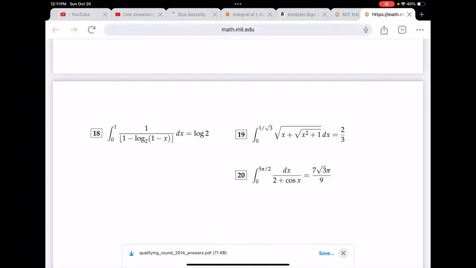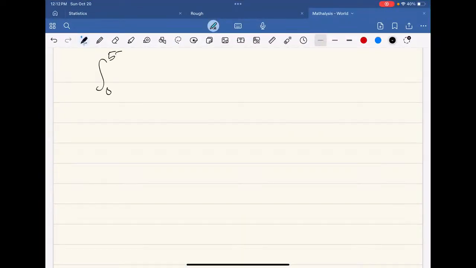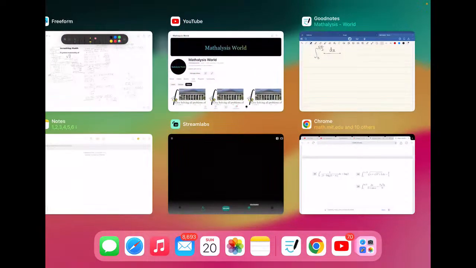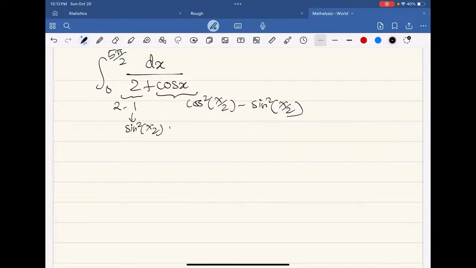So the integral from 0 to 5 pi by 2 of dx by 2 plus cos x. This is actually a pretty standard integral. I think many of you would have done this one in high school, where we break this using the half angle formula, cos square x by 2 minus sin square x by 2, right? And we break 2 as 2 times 1, and break 1 as sin square x by 2 plus cos square x by 2. This is a pretty standard approach actually, so let's use this.